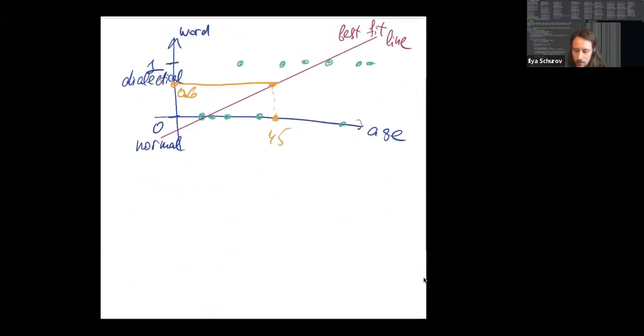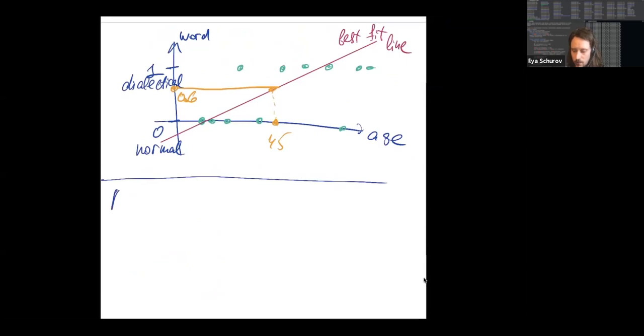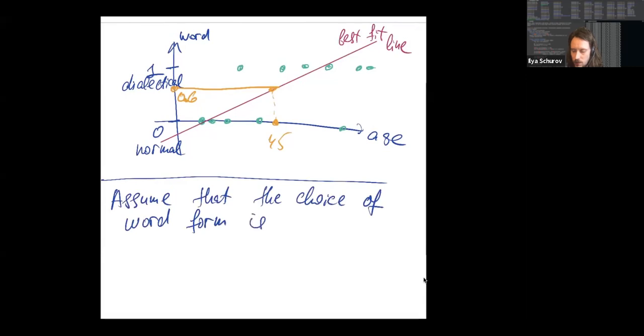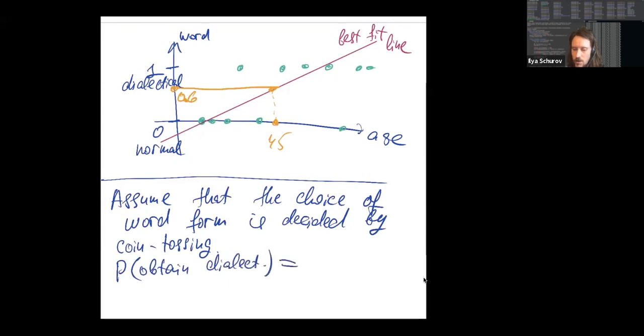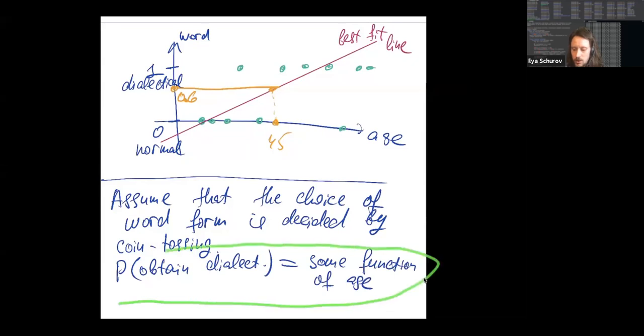to assume that the choice of form is decided by something probabilistic, by coin tossing, and the probability to obtain the dialectical form is some function of H. This is clearly a reasonable idea. So it just says that people of different age have different probability to use the dialectical form. That is quite reasonable.